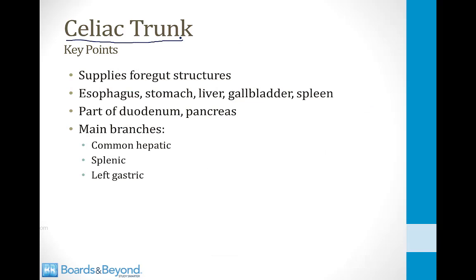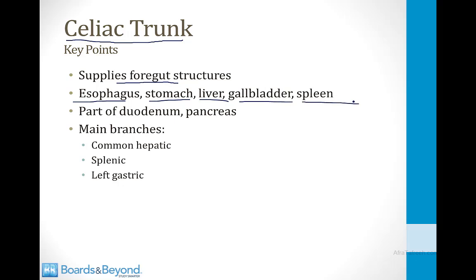On this slide, I've listed the key points you should remember about this branch of the abdominal aorta. The first thing you should know about the celiac trunk is that it supplies the embryologic foregut structures. Each of the major branches of the abdominal aorta, the celiac trunk, the SMA, and the IMA, supplies a different embryologic portion of the gut. The celiac trunk supplies the foregut, and as we will see, the SMA supplies the midgut, and the IMA supplies the hindgut. And the foregut structures that are supplied by the celiac trunk include the esophagus, the stomach, the liver, the gallbladder, and the spleen. We'll see a picture of that in a minute.